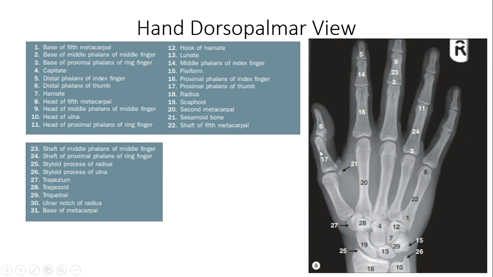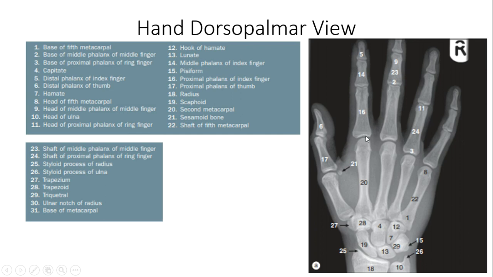Then comes another row of bones, which is called the phalanges. These are the bones of the fingers. Each finger has three bones except for the thumb, which has two: the proximal phalanx and the distal phalanx. The other four fingers have three bones: the proximal phalanx, the middle phalanx, and the distal phalanx.